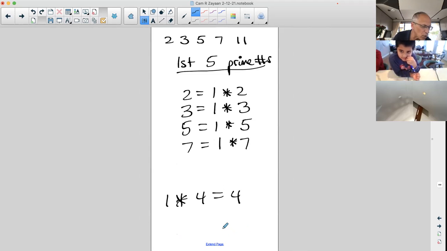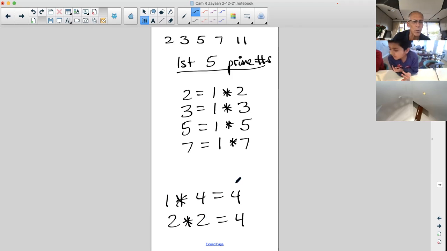Yeah. You were asking if we could do partitions that way. And actually, in a way, you can. But I want to ask you this question. Is there another way to make 4 with multiplication? Think of another way to make 4. Okay. 2 plus 2 or 2 times 2. That is what I'm talking about.